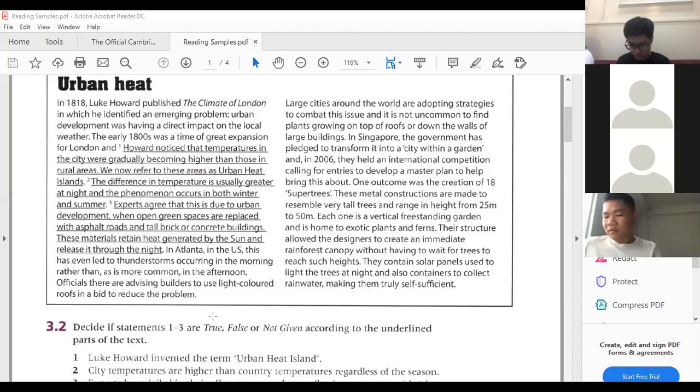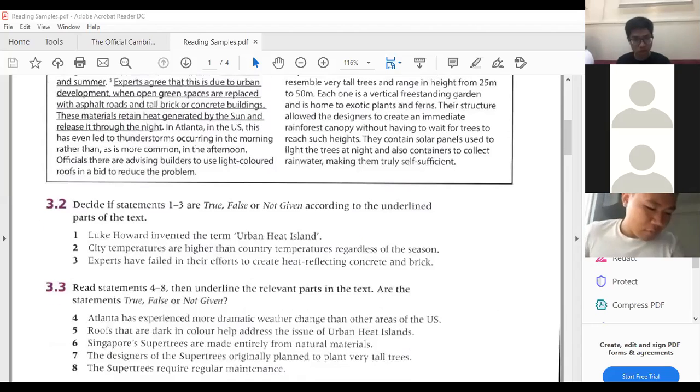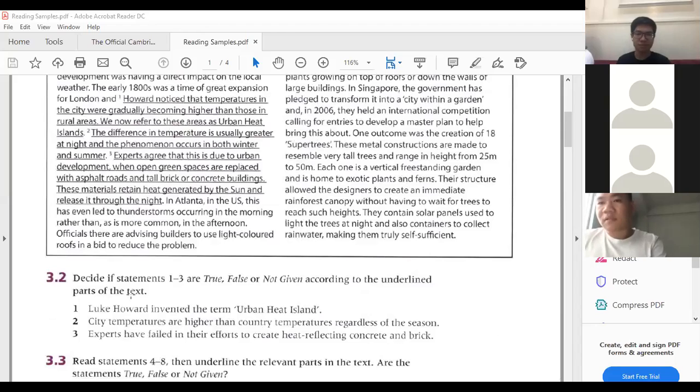Last one. Let's try one more. Makara, number 8. One last try. What's the answer to number 8? The super trees require regular maintenance. It's true. Where can you get the answer? The answer, we can find it in the last paragraph, the last sentence.